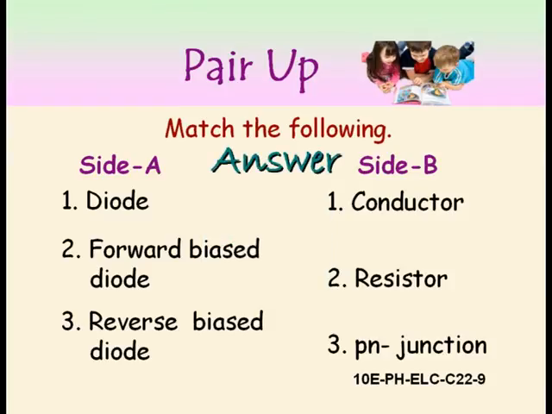Answer. 1. Diode is a PN junction. 2. Forward biased diode acts as a conductor. 3. Reverse biased diode acts as a resistor.